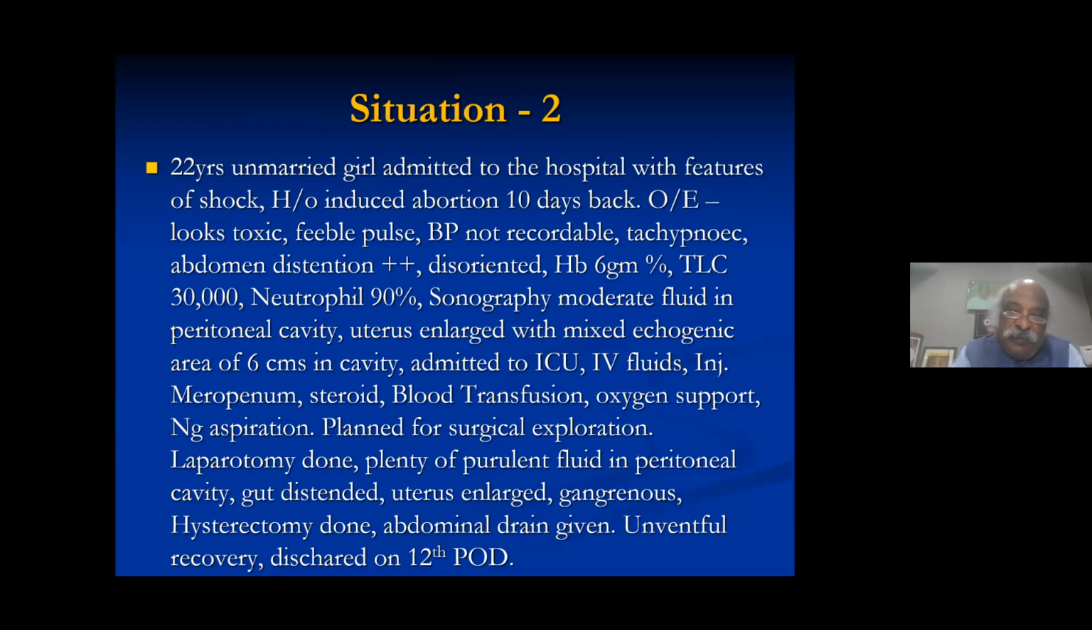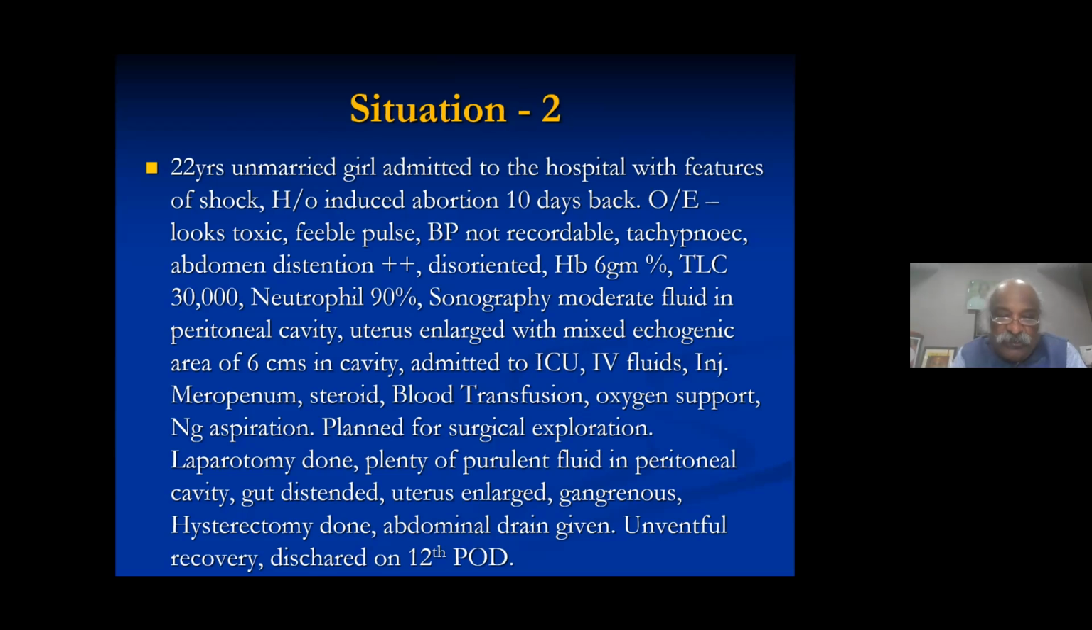IV fluids, meropenem, steroids, blood transfusion, oxygen support, and nasogastric aspiration were done. But at the same time, I decided on immediate surgical exploration along with the resuscitative measures. I did the laparotomy. I found plenty of purulent fluid in the peritoneal cavity, full of pus. The gut was distended. Exploration of the gut was done.